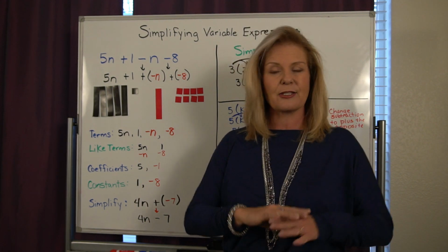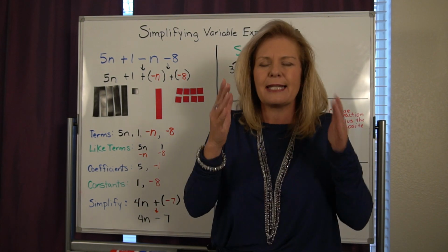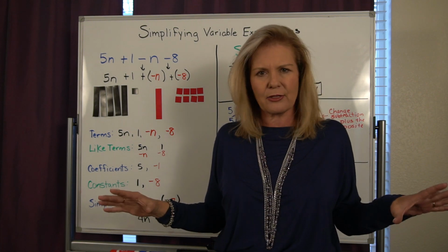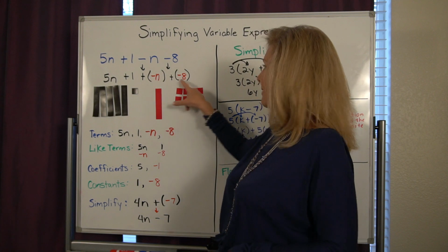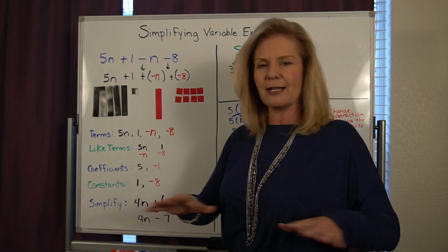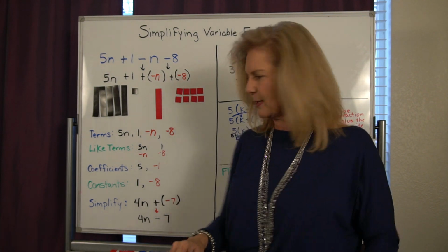Now my constants are just my numbers. They're constantly that number. They're anything that you see on the number line. So when I look at my number line, I can see a 1 and I can see a -8. Constants never have variables with them.